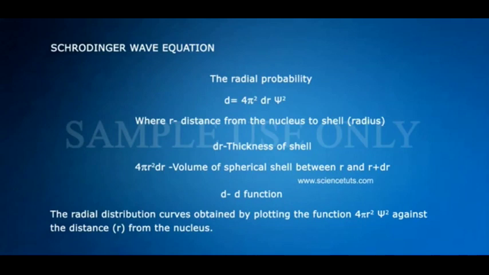D function. The radial distribution curves are obtained by plotting the function 4πr²ψ² against the distance r from the nucleus.